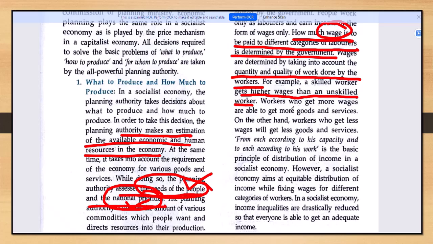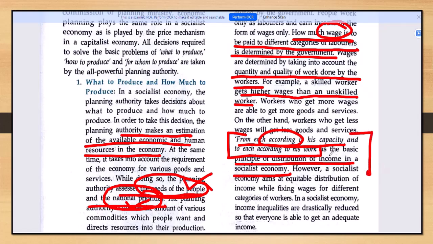Workers who get more wages are able to get more goods and services. On the other hand, workers who get less wages get less goods and services. For from each according to his capacity and to each according to his work. Therefore, the principle of distribution of income in a socialist economy works on this: from each according to his capacity and to each according to his work.